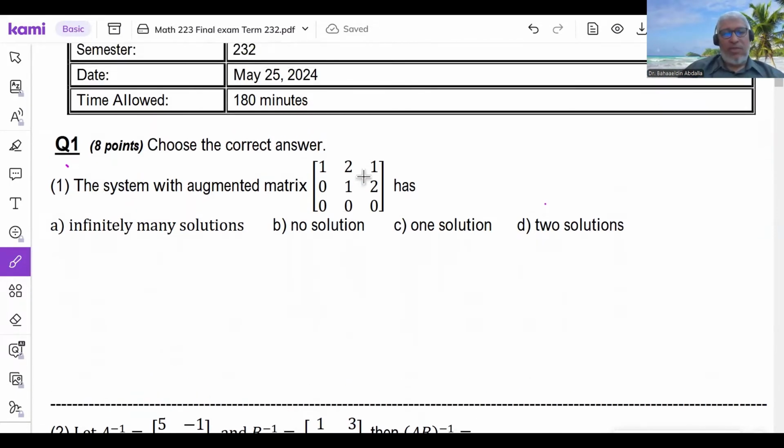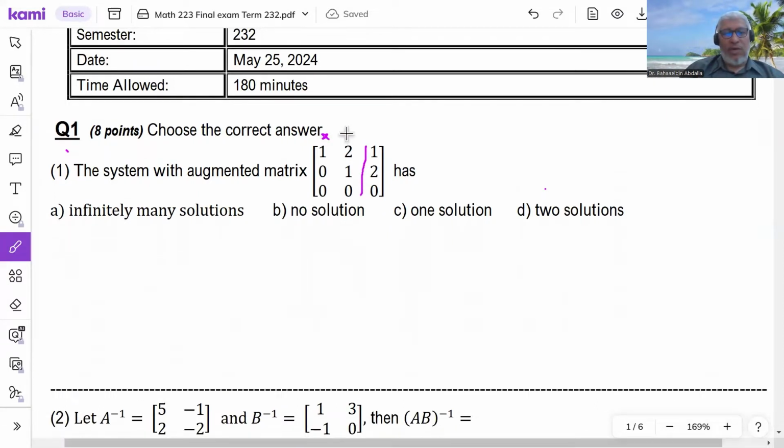Well, this is an augmented matrix, so the variables are here, for example, x and y, and the right-hand side is here. So the first equation is x plus 2y equals 1. And the second equation is y equals 2. And the third equation, 0 equals 0. 0 equals 0 is okay.